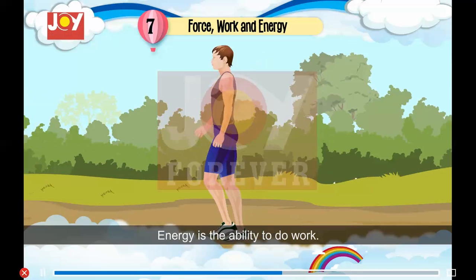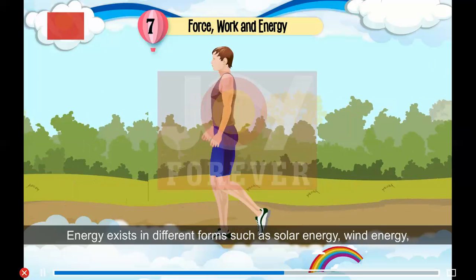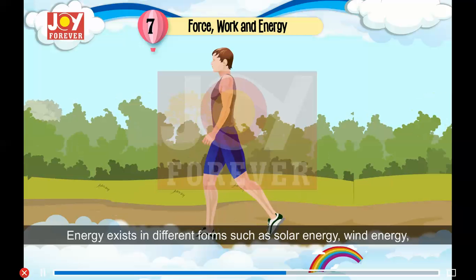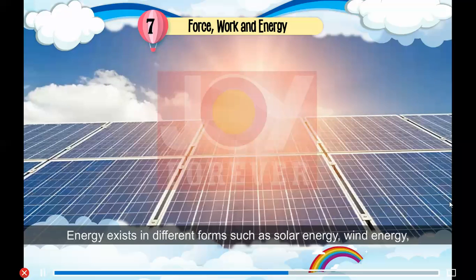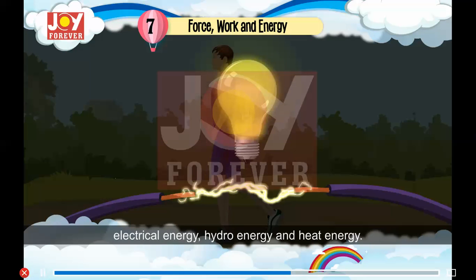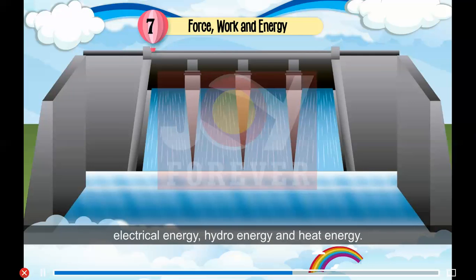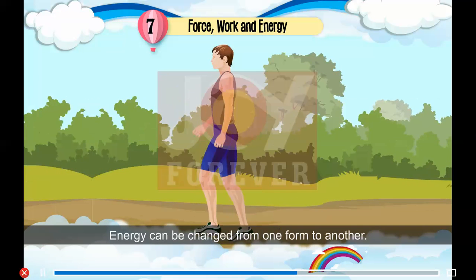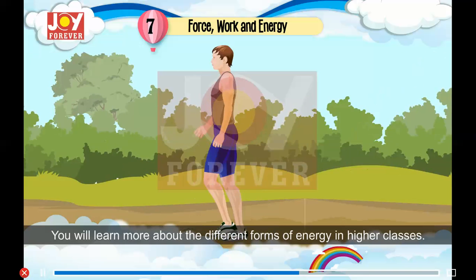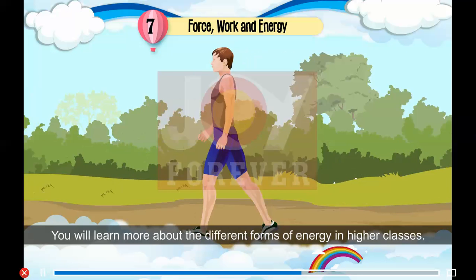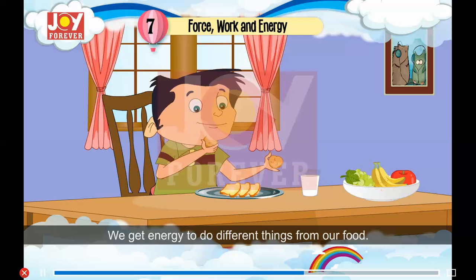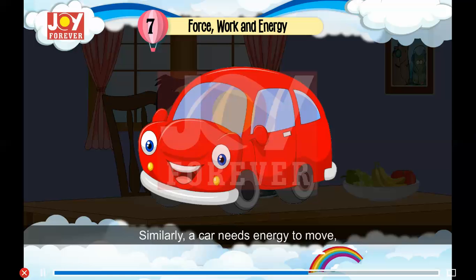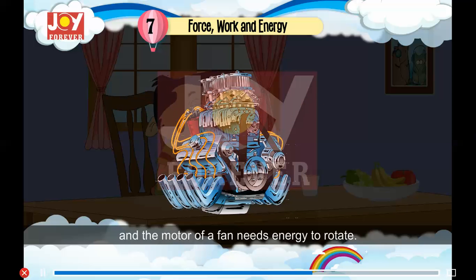Energy. Energy is the ability to do work. Energy exists in different forms such as solar energy, wind energy, electrical energy, hydro energy, and heat energy. Energy can be changed from one form to another. You will learn more about the different forms of energy in higher classes. We get energy to do different things from our food. Similarly, a car needs energy to move, and the motor of a fan needs energy to rotate.